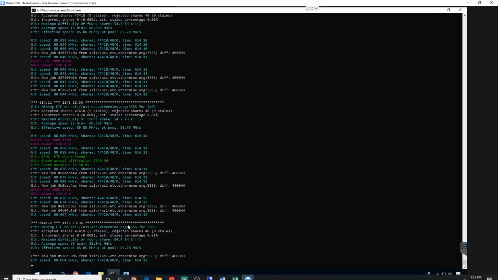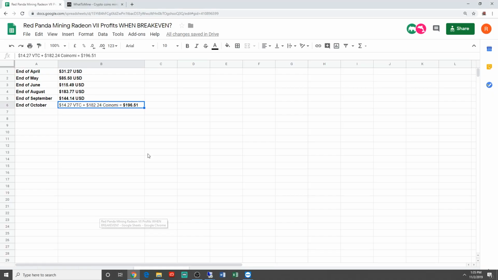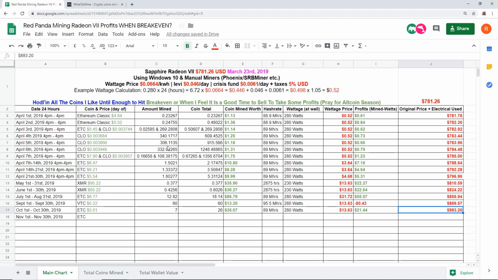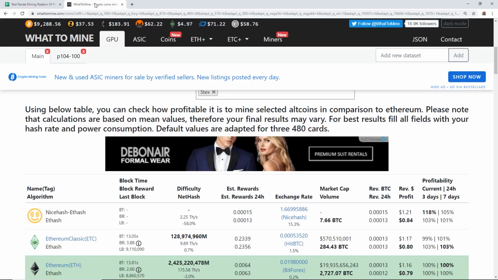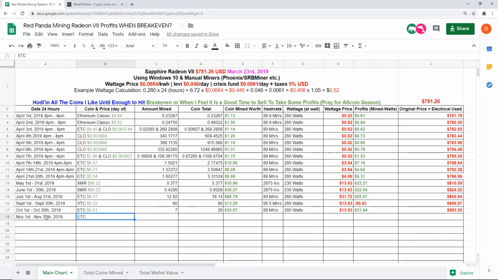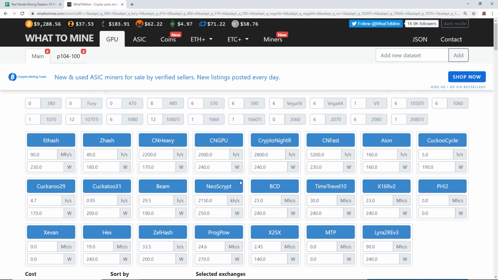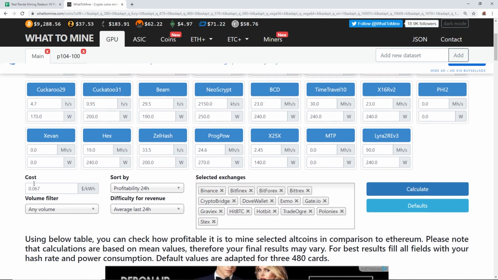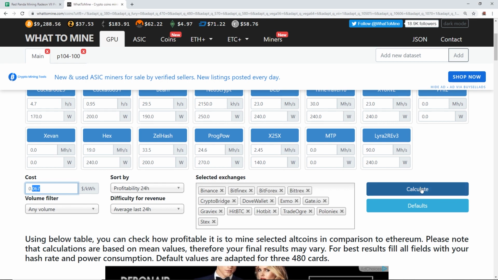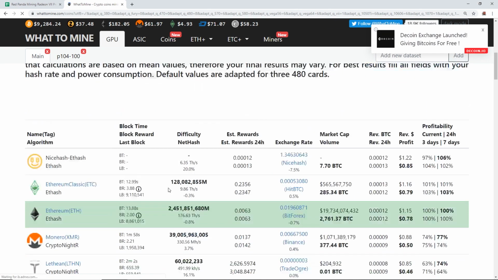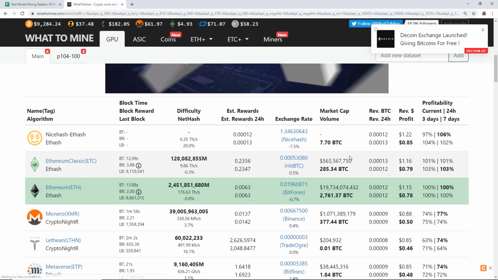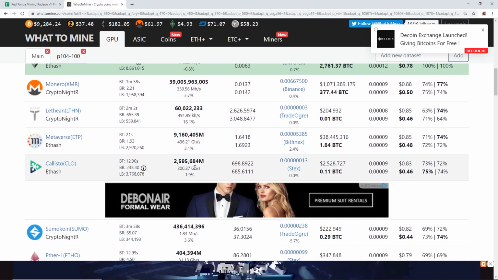So I think I'm just going to keep mining Ethereum Classic. That seems to be the most profitable coin at this moment for AMD cards like the Sapphire Radeon 7, for example. So stay tuned for that video. Then I just want to do a quick what-to-mine check for my Radeon 7. I've already entered my hash rates, 0.067 per kilowatt hour, and hit calculate. Ethereum Classic, ETHash, seems to be the profitable coin for this Radeon 7 at the moment.